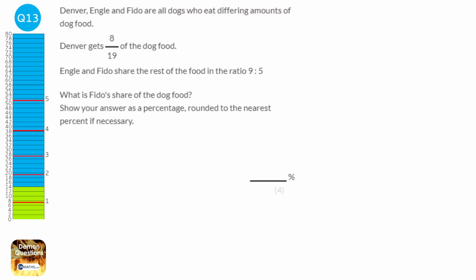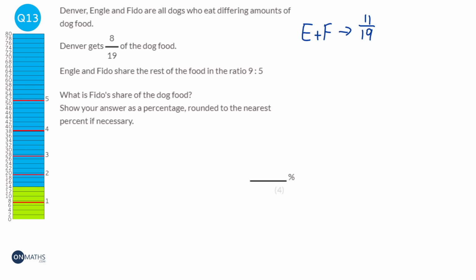The first piece of information I'm going to focus on is the fact Denver gets 8/19. Denver gets 8/19. That means that Engel and Fido together must get 11/19 because they have to add up to 1. So we're only looking at 11/19.